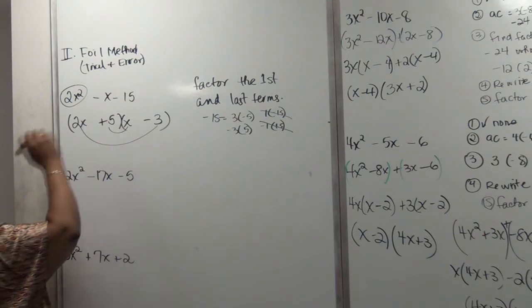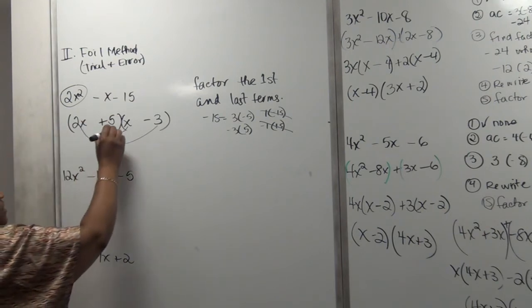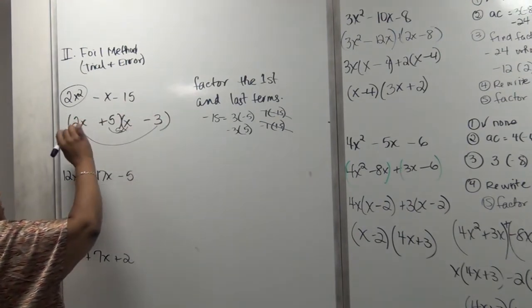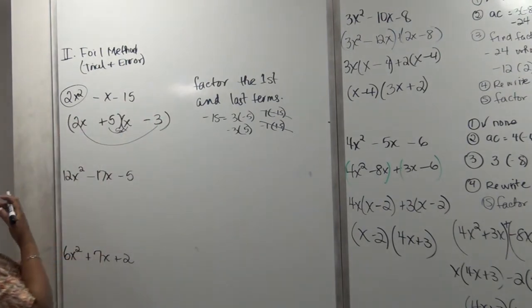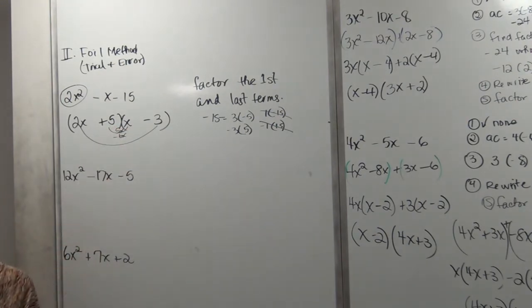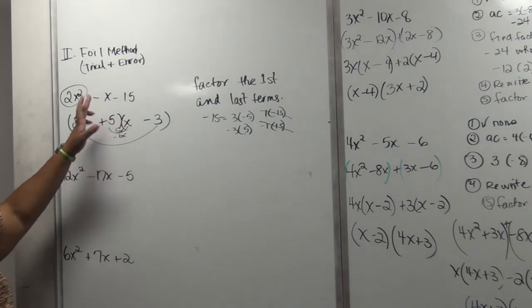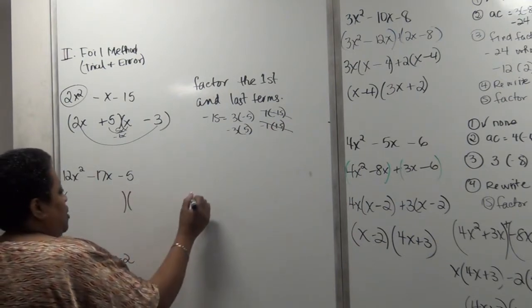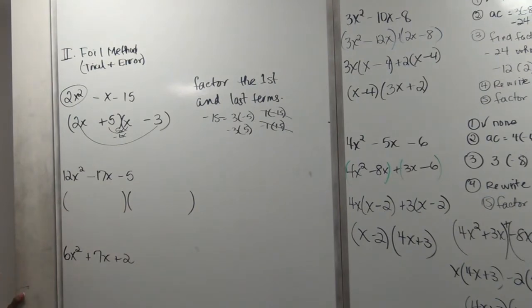What's 5 times x? 5x. What's 2x times -3? -6. So when you add that, what do you get? -1. And then you finish. I showed you the long one first. This is the microwave version right here. This is the microwave.